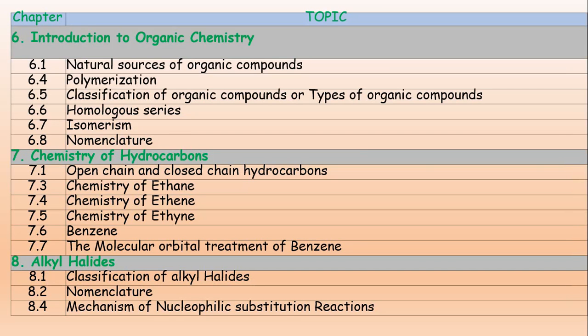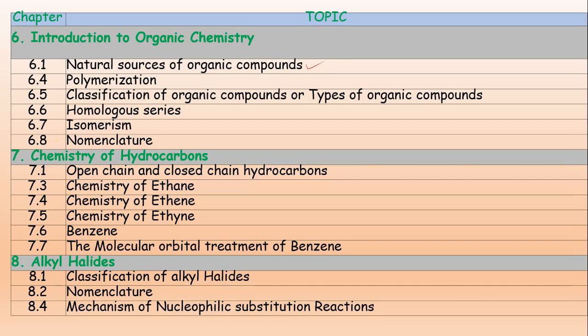In this we will discuss 6.1, 6.4, 6.5, 6.6, 6.7 and 6.8 subtopics, like natural sources of organic compounds, what are the natural sources of organic compounds. Then we will discuss polymerization, types of polymerization like addition, condensation, and there are lots of other types.